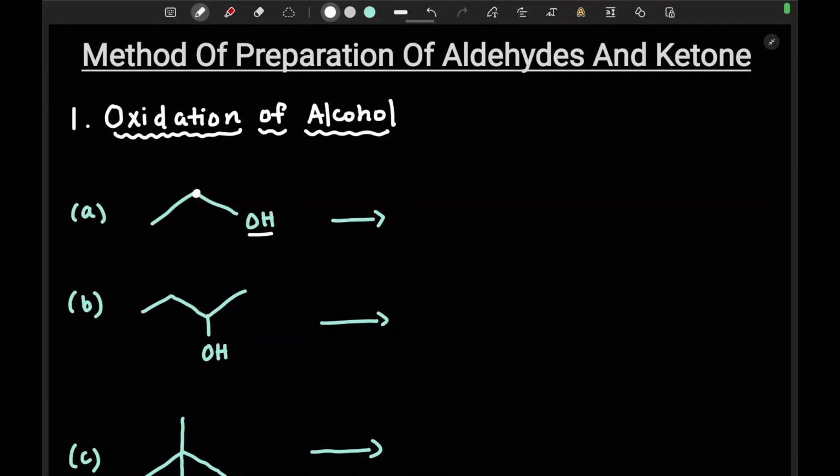So hello everyone, today we are going to be learning about the method of preparation of aldehydes and ketones, starting with the first one, which is oxidation of alcohol. So first of all, we are going to learn about the degree of alcohol.